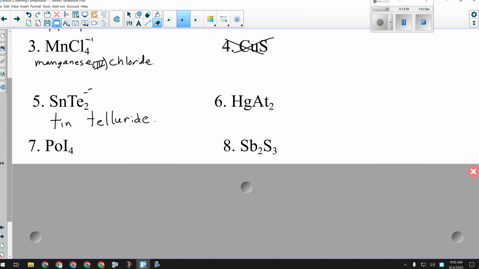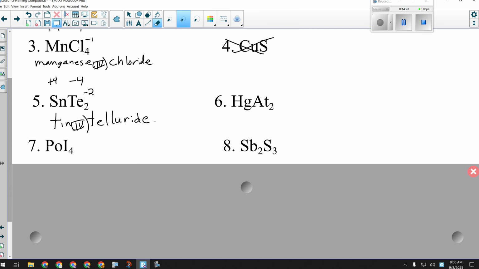All right, so we do what we always do. We go to the non-metal. Tellurium always has a -2 charge. There are 2 of them, so that gives me 4 negatives. I need to get 4 positives from 1 tin. 4 divided by 1 is 4. Tin 4 telluride. Okay, questions on that one?